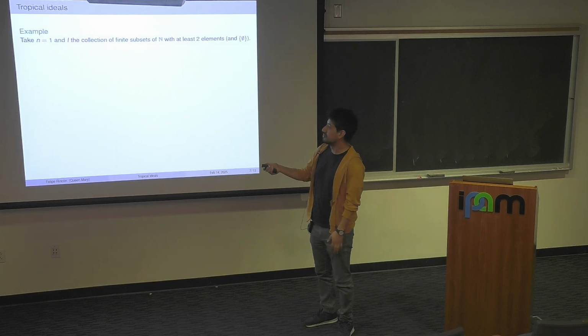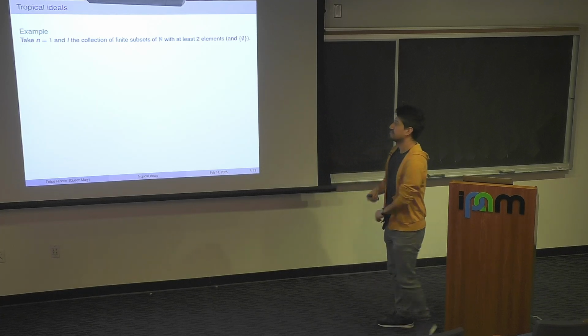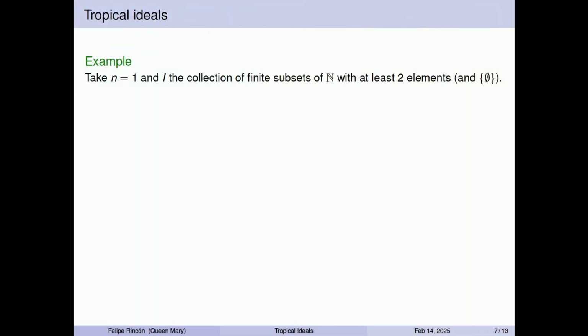Let me give you examples of these. Let's do another audience participation. How about we take one variable, so imagine you're thinking of polynomials in one variable, and let's take I to be the collection of subsets that have at least two elements. Now the ground set, the monomials, are 1, x, x squared, x cubed, and the collection of supports is everything that has at least two elements: 1 and x squared, x and x cubed. That's a tropical ideal, but let me ask you guys, is this realizable or not?